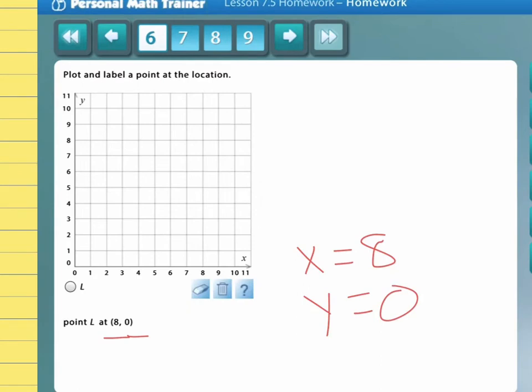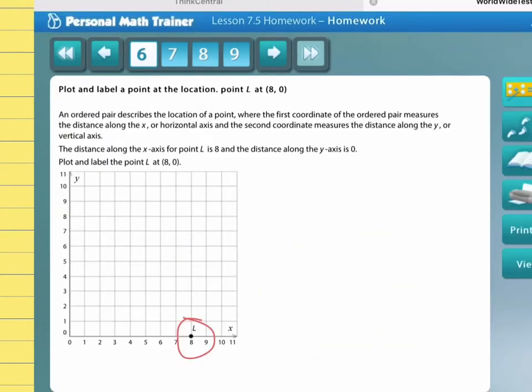Question 6, you're locating 8, 0. So for x, in this case, start at the origin and go over 8. But because y is 0, you don't go up or down. You stay on that x-axis. Anytime you see a coordinate of 0 for y, it's going to be along the horizontal axis. If it was 0 for x, it would be along the vertical axis. And there is the location of point L, located at 8, 0.